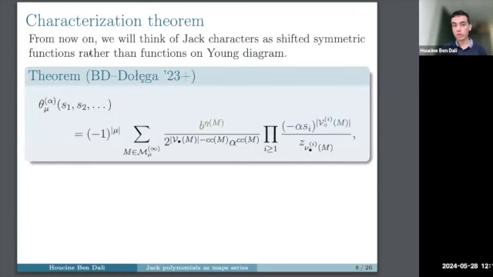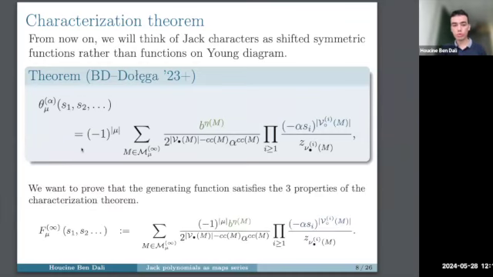So now we can think of these Jack characters as shifted symmetric functions rather than functions on Young diagrams. And we can have this slightly more general version of the main theorem, which says that even when we think of the Jack character as a shifted symmetric function, we still have the same formula in terms of layered maps. Compared to the first formula, I just replaced the lambda i's by xi's, saying that they do not have to be the parts of a Young diagram.